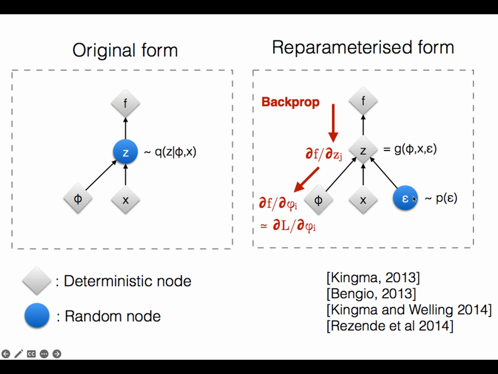So epsilon is just a source of noise, but it doesn't depend on anything, so we don't need to backpropagate through that into anything else. Whereas the mean and variance that are coming out of the encoder network, those are now just values that are getting added and multiplied, and it's not a problem to backpropagate through them.